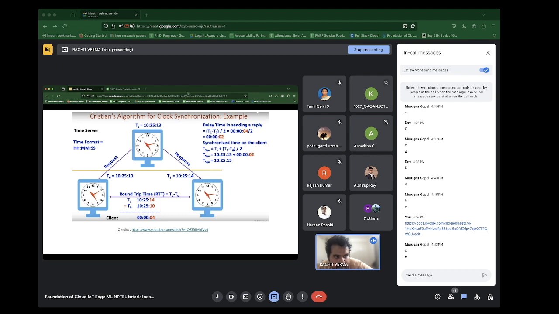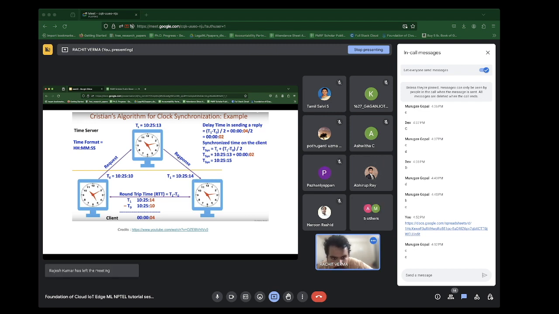Then I want to figure out what is the correct time that I should be keeping over here. I want to take the halfway point, because after it has sent a response, this 10:25:13 would have changed a little bit.